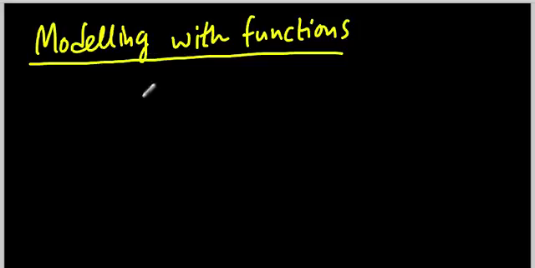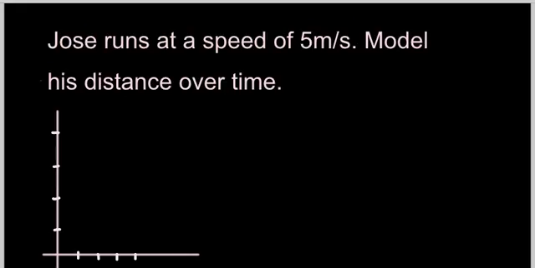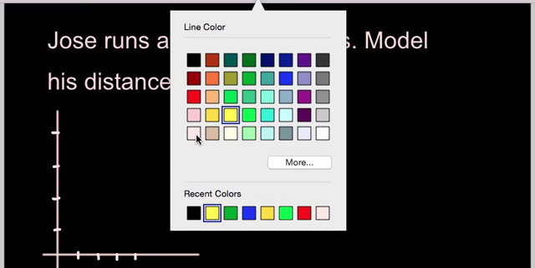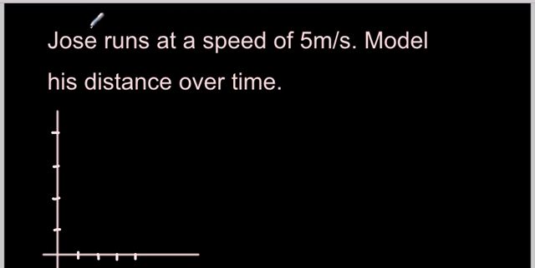This is one of the most important things in math, where we get some data, and what we want to do is describe that using an equation, because we understand equations way better than just random data. So let me give you an example. Let's take this situation where I have some random person called Jose. Jose runs at a speed of 5 meters per second. Model his distance over time.